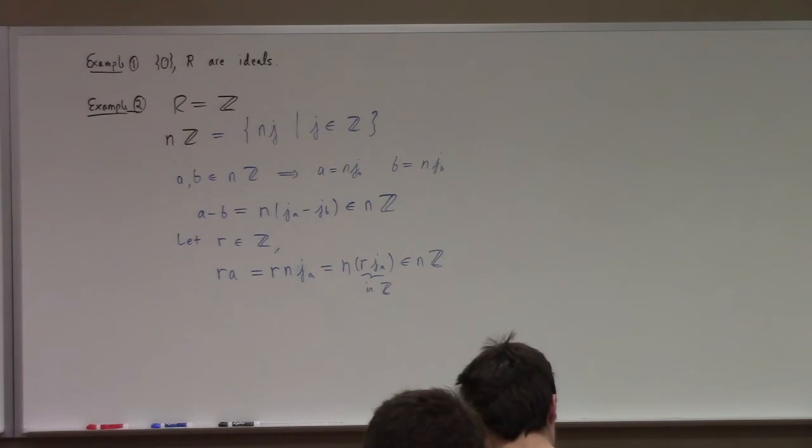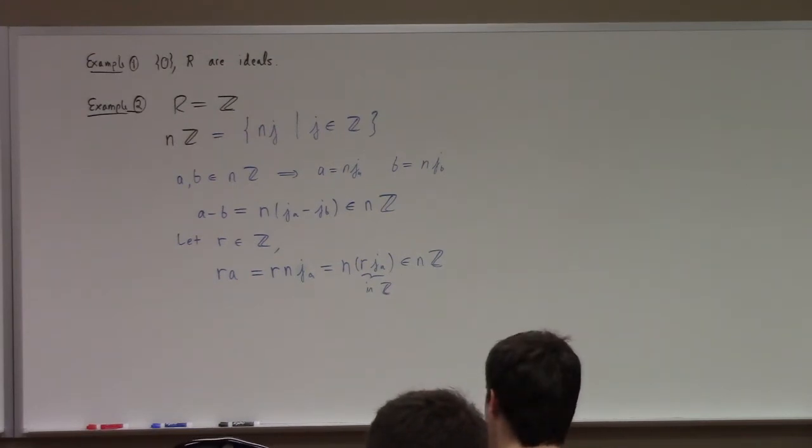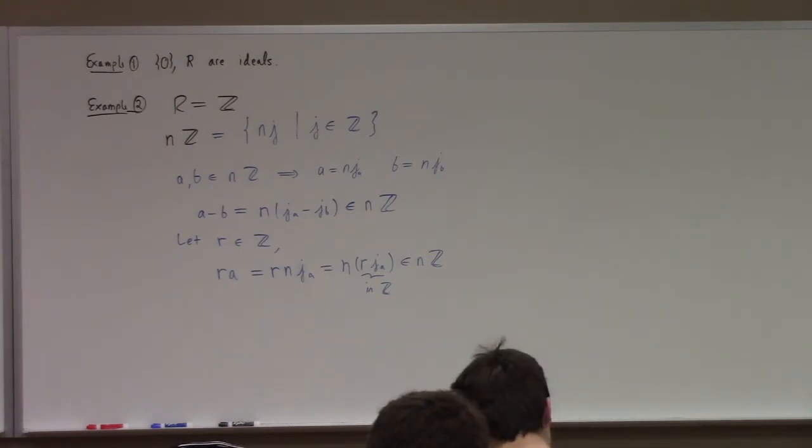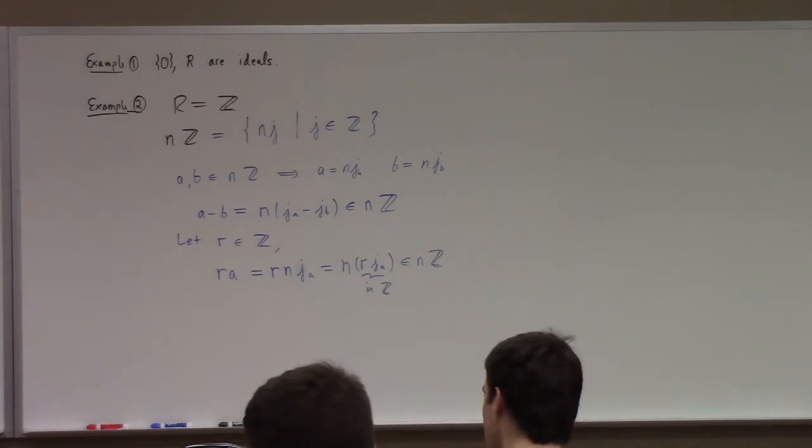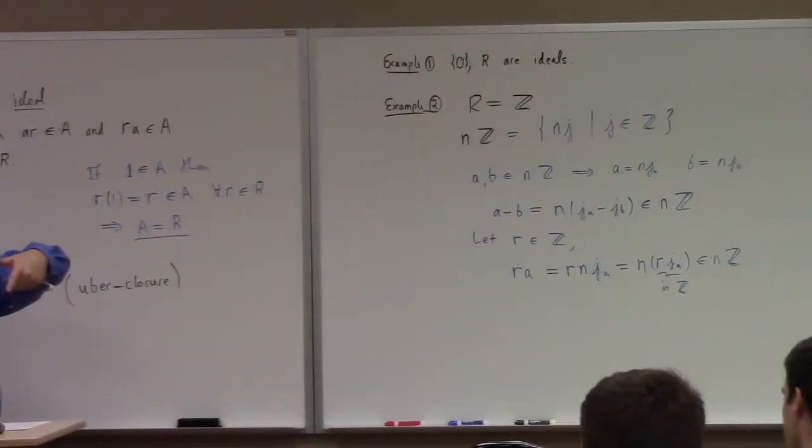of the integers, right? And when can nZ be the integers? When it contains 1, right? When can nZ contain 1? n has to be 1, right? Or what else? Negative 1, yeah.